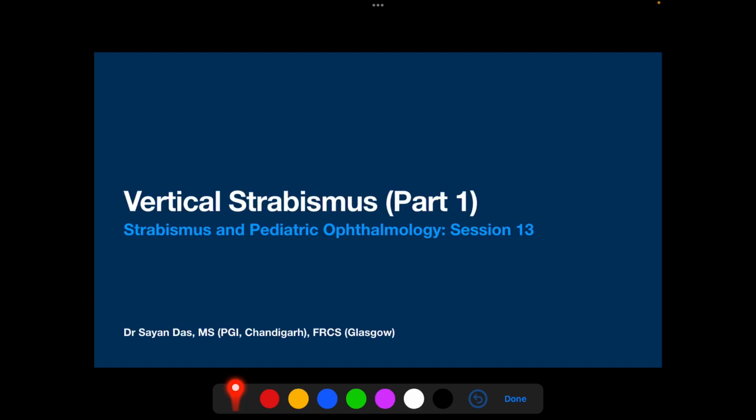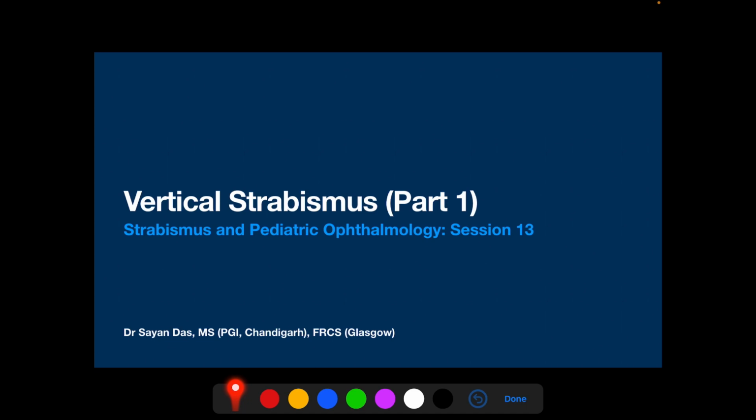Welcome. In this session and the next, we'll be discussing the various patterns of vertical strabismus. As we have found in the previous session and as we will be discussing further in this session, vertical strabismus can be associated with torsional strabismus and pattern deviations. These patients usually have oblique muscle dysfunctions as their underlying cause.